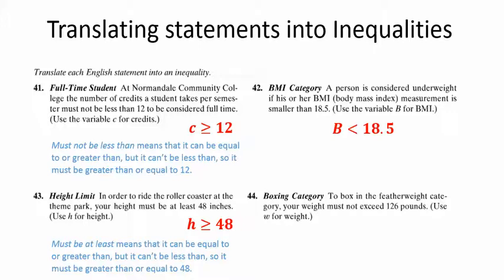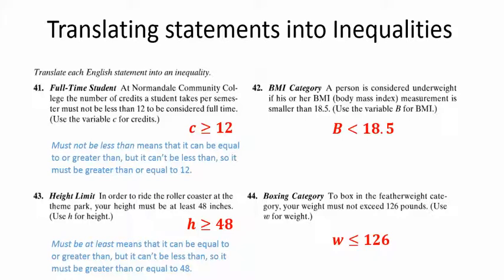44, boxing category. To box in the featherweight category, your weight must not exceed 126 pounds. So we've worked with this before. Must not exceed means you can get all the way up to that point, including that point, but you can't go past it. So you can be less than 126 pounds. You can be equal to 126 pounds, but you can't be greater than 126 pounds. So we would say that W must be less than or equal to 126 pounds.